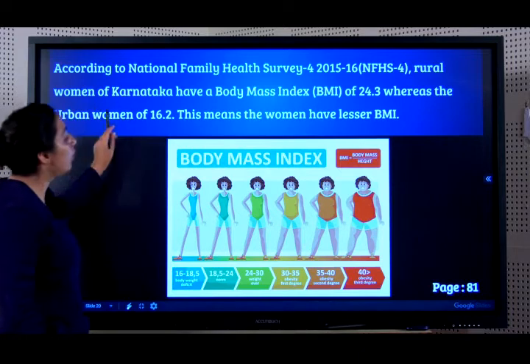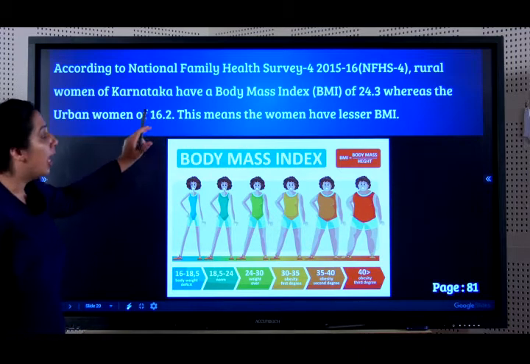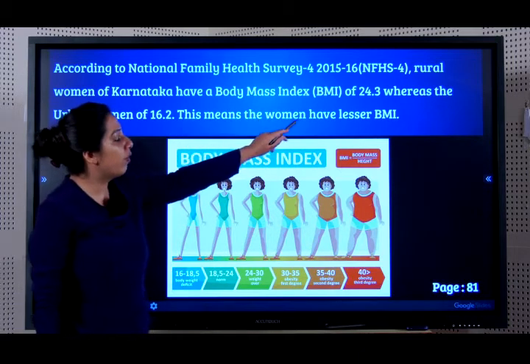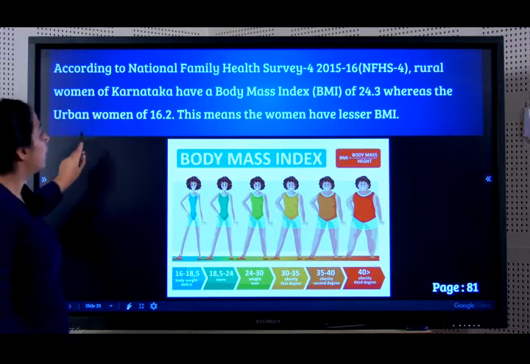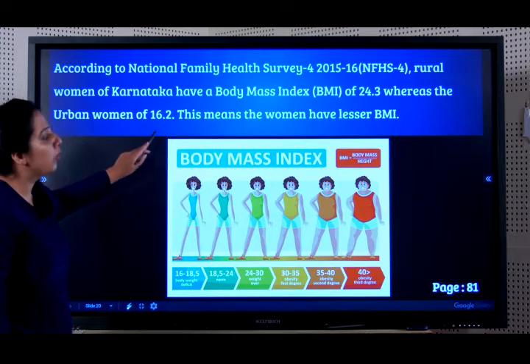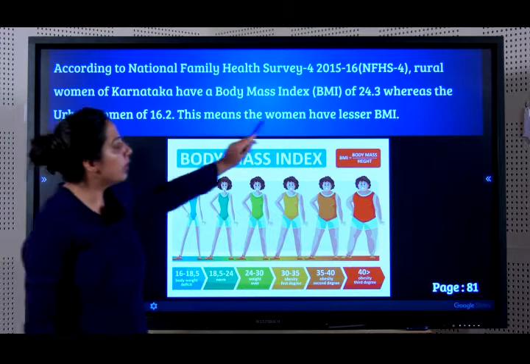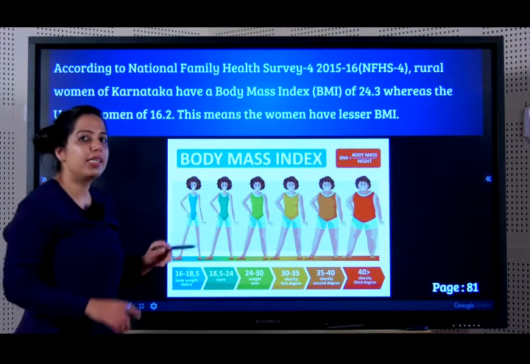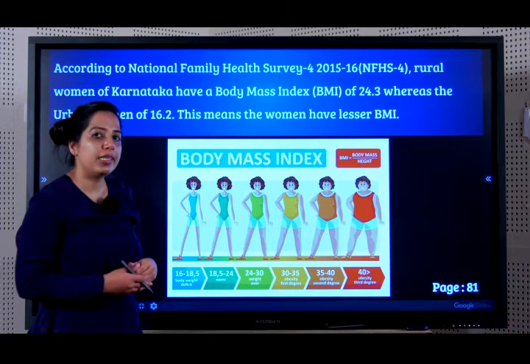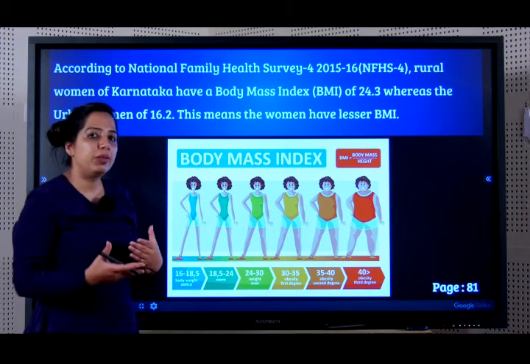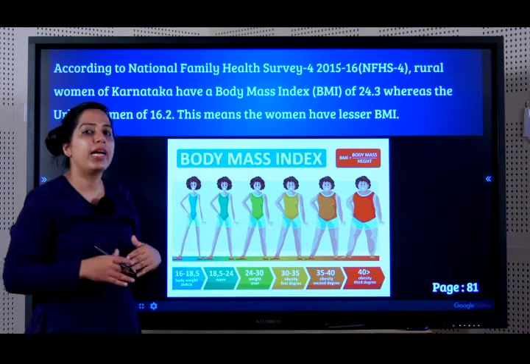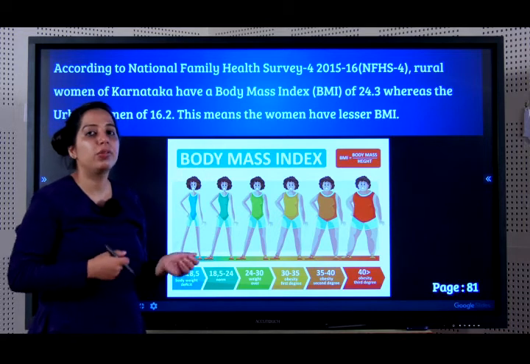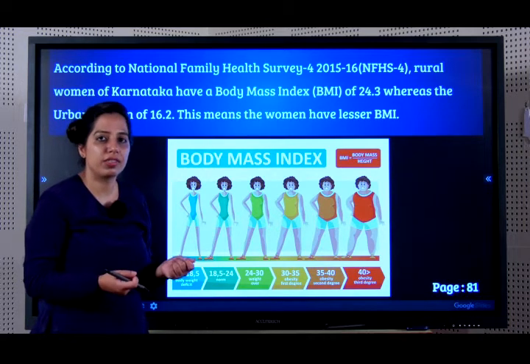It said the rural women of Karnataka have a body mass index of 24.3 whereas the urban women have 16.2. So this means they have a lower body mass index. What is body mass index? It is a way to measure if the body has adequate weight to carry out everyday functions.